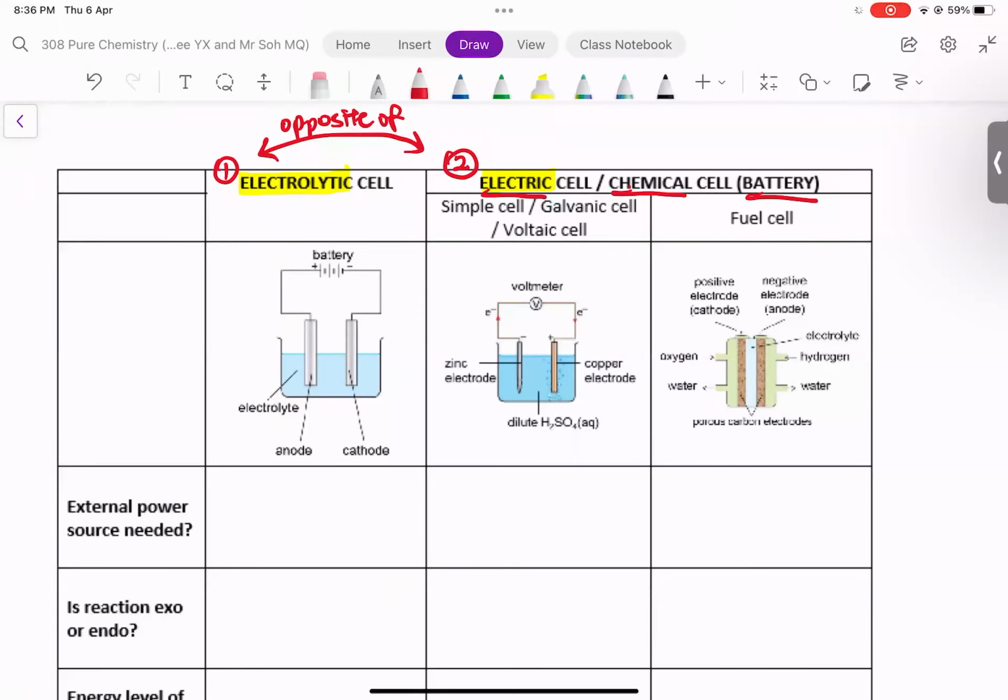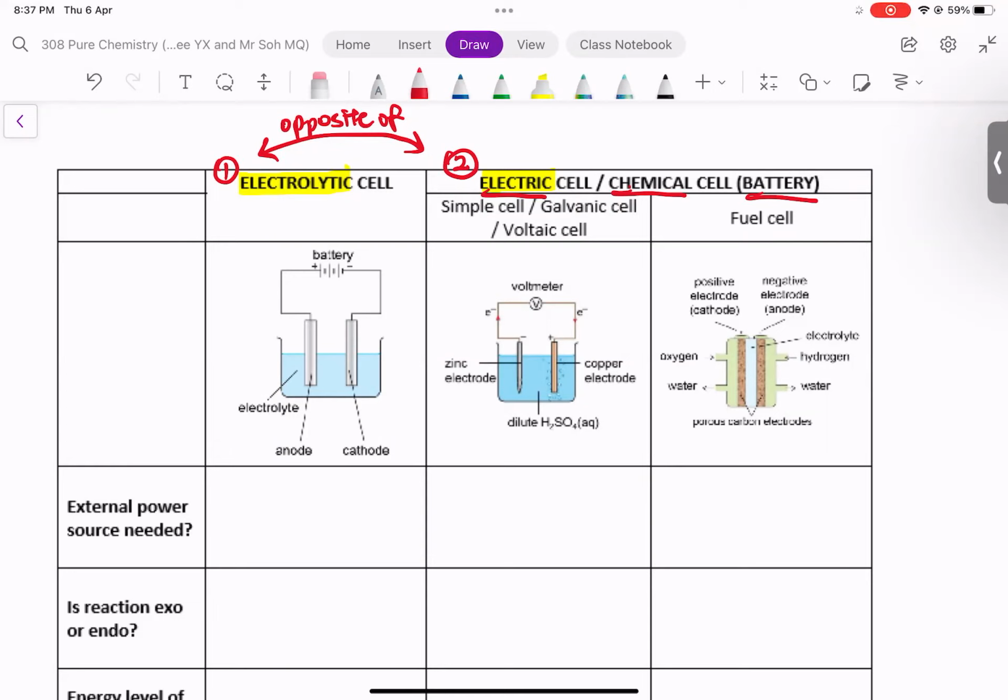However, there are some slight differences between fuel cell and simple cell. So later on, at the end, we will address what is the slight difference between the fuel cell and simple cell. So at this juncture, can we have this common understanding that electrolytic cell is the opposite of electric cell? Secondly, the electric cell can be further subdivided into different types of cells, which all operate on the same principle.